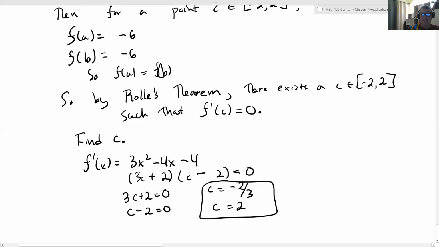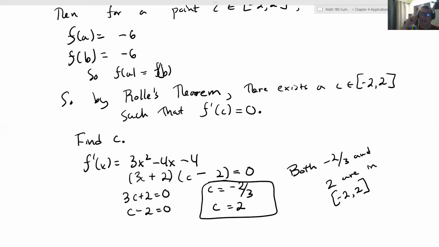So let's do this. Let's take 5 minutes. And by the way, this one does have 2 places where it's equal to 0, right? This is important: both negative 2/3 and 2 are in negative 2 to 2. So they're both in there, so you have to include both of them. If one of them wasn't in there, you'd only include the one that's actually in the interval.